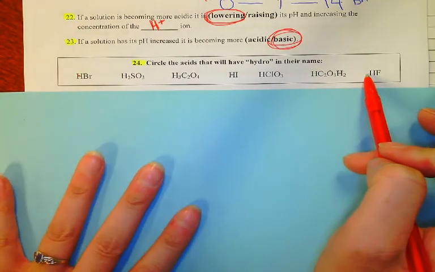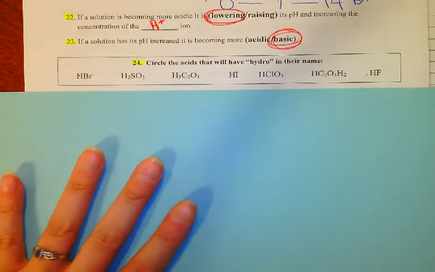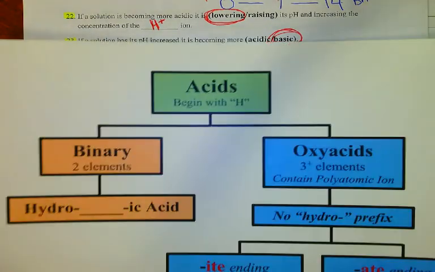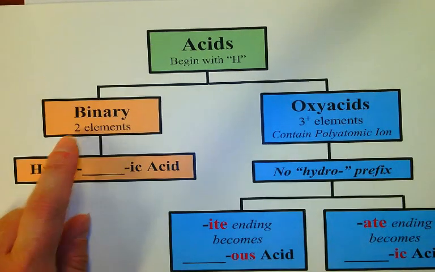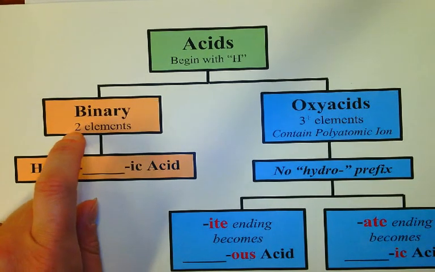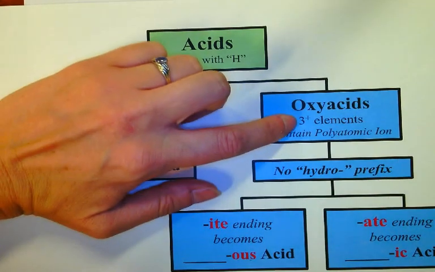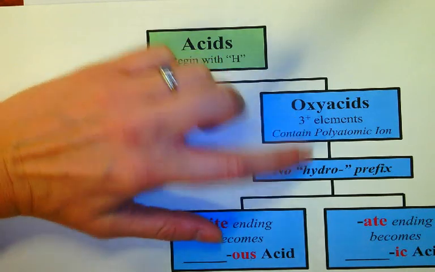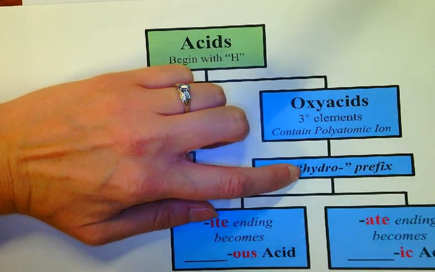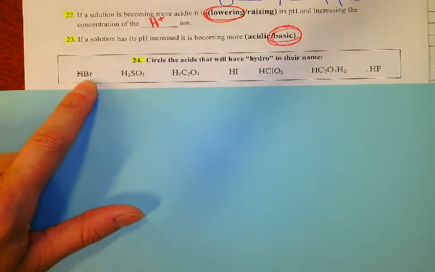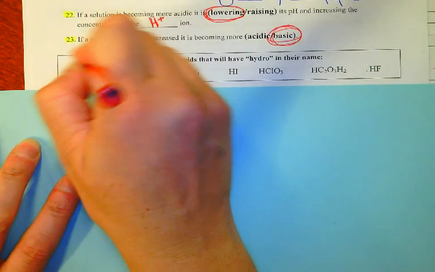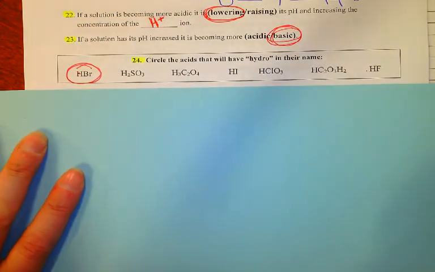They don't all start with hydro. So a reminder, the rules for this, you only say hydro if there are 2 elements, if it's a binary acid. If there are 3 or more elements in your acid, then you cannot say hydro. So that's what I look at here. This is just hydrogen and bromine. So that one would be an acid. That would have hydro in the name, hydrobromic acid.